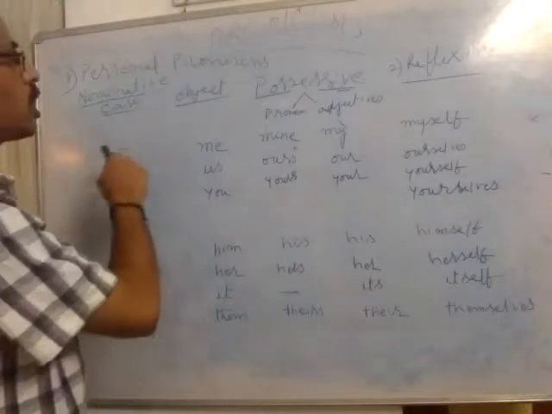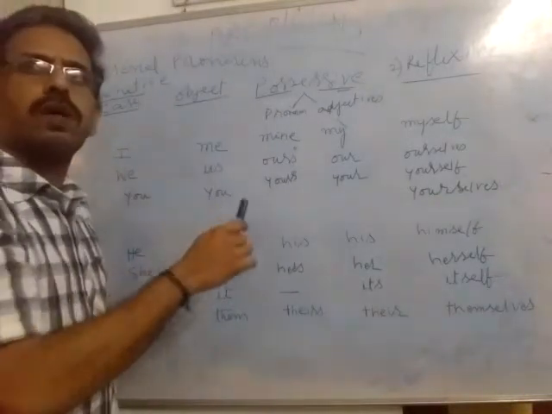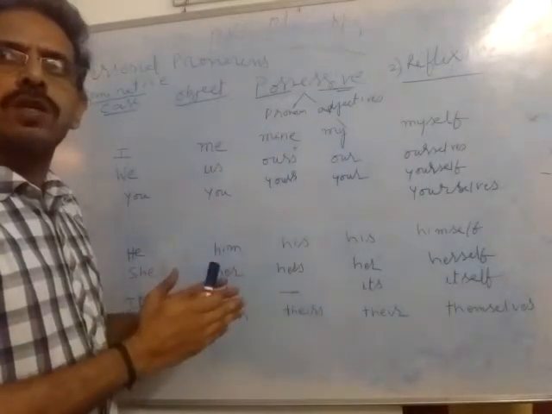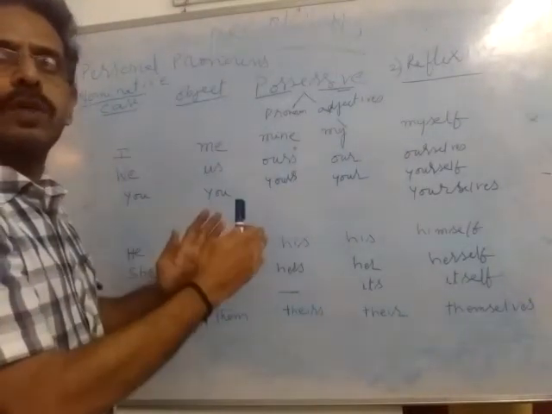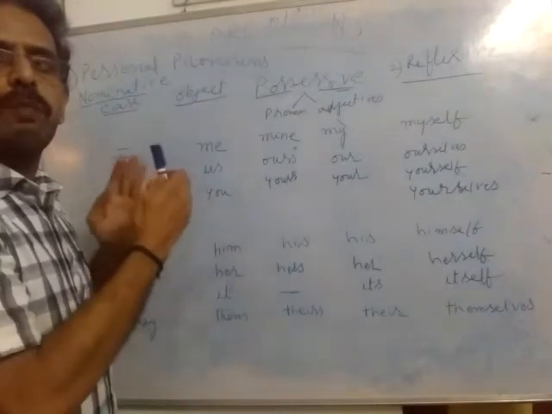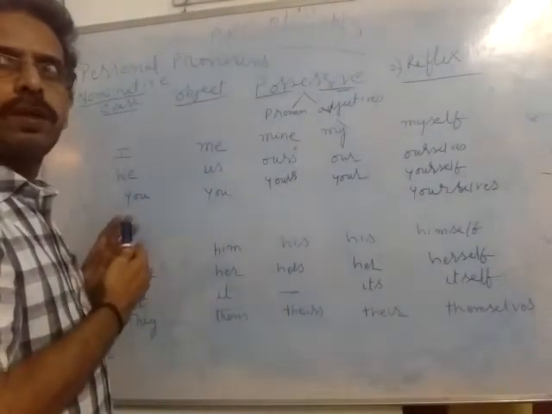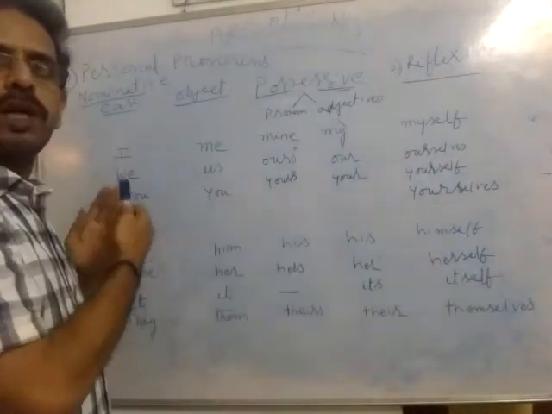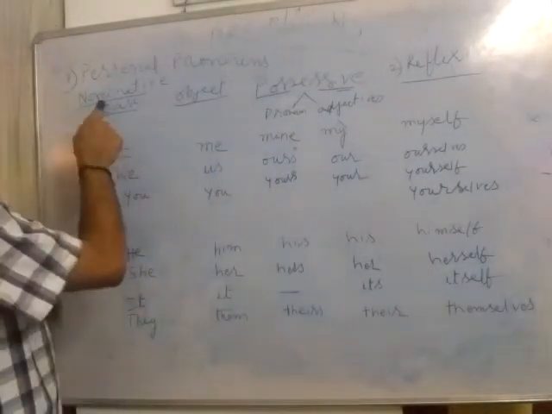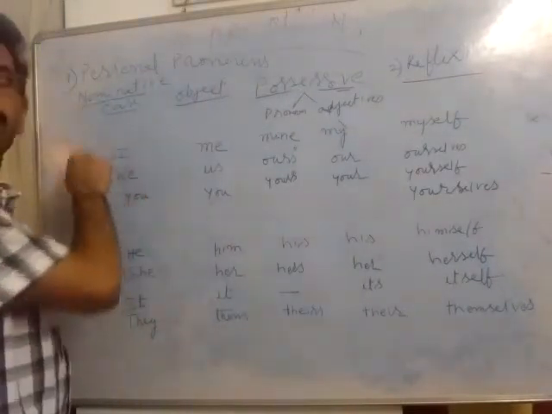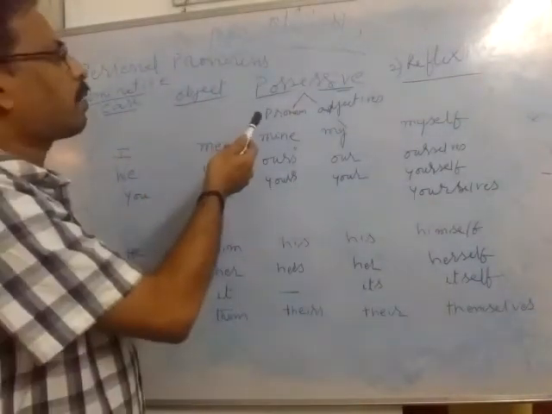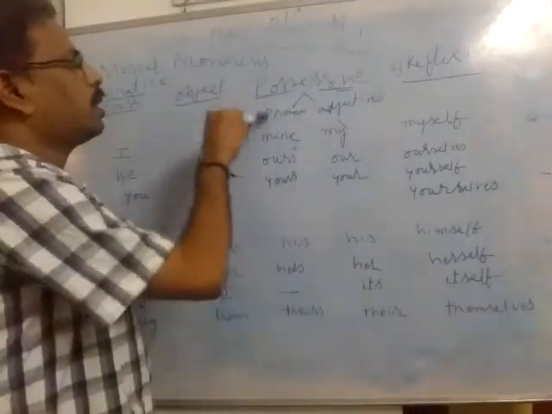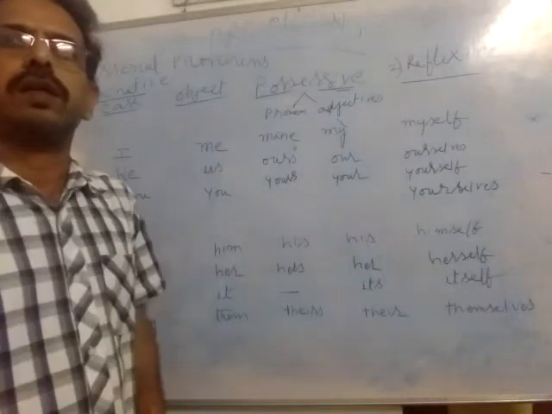Subject and object case pronouns are those pronouns which replace the nouns in the subject and object position of a sentence. Subject position is the position before the verb, object position is the position after the verb. We replace nouns in the position before the verb with these pronouns, and nouns after the verb with these pronouns.